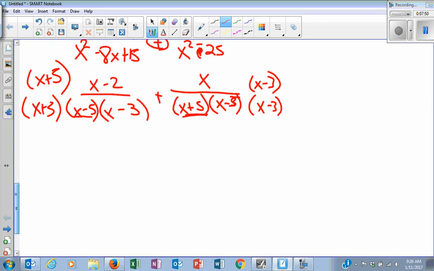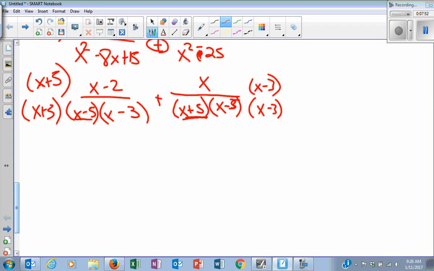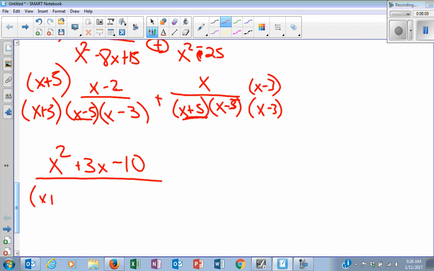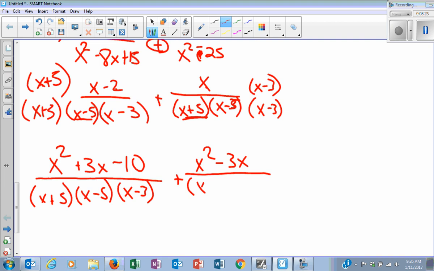Keep going along. Distribute this out right here, this times this times that, and when I do that I get x squared minus 2x, but I'm going to add 5x, so I'm going to get a plus 3x minus 10. And then that's over the whole thing that I had before: x plus 5, x minus 5, x minus 3. And I'm going to add that, and then this becomes x squared minus 3x over that whole same thing: x plus 5, x minus 5, x minus 3, and there we go.